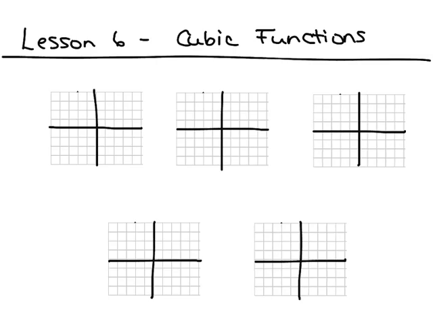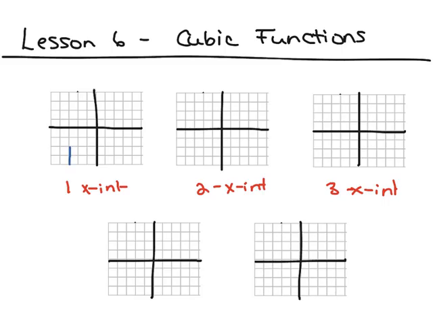Okay, now working with the shapes of cubic functions, they can either have one x-intercept, two x-intercepts, or three x-intercepts. If it had one x-intercept, what it would mean is that your bump would be below the line or above it, and it would only go through the x-axis once. So it could look like that, or it could look like that. So both of these have one x-intercept, and they're both positive and negative.